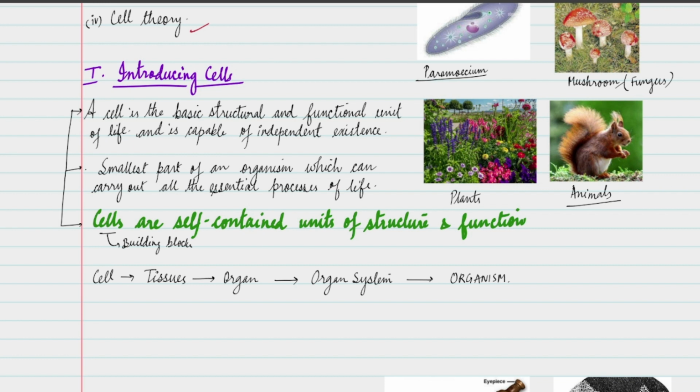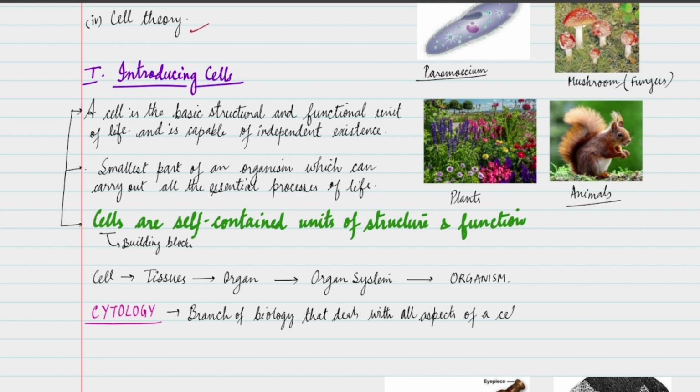Now, what is the branch of biology that deals with the study of all aspects of cells? That is known as cytology. Cytology. Logy means study, cyto means cell. I'll just write it for you: the branch of biology that deals with all aspects of a cell.